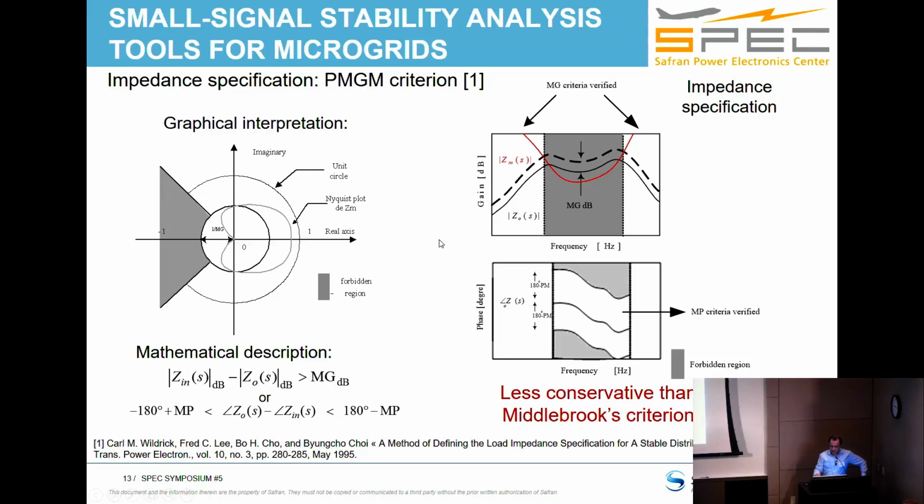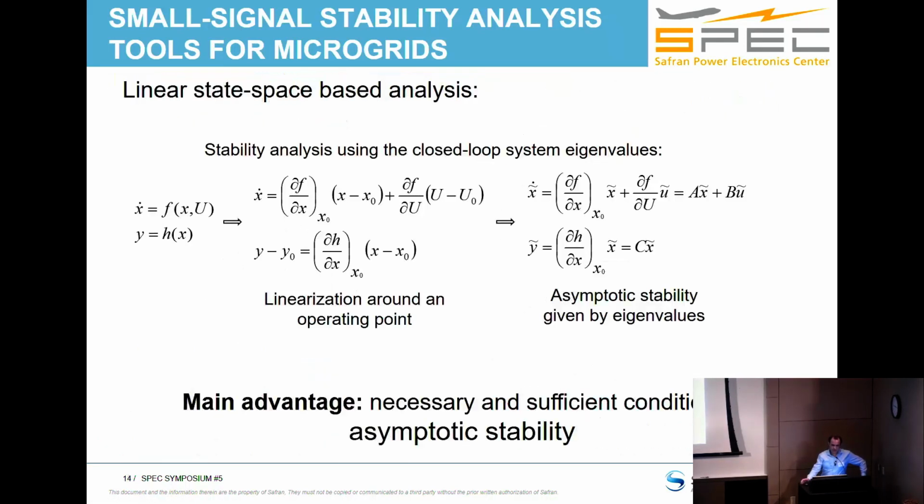It is a typical Nyquist plot, so it is less conservative than Middlebrook's criteria. And then linear state space, it is pretty well known. You have a nonlinear system. Most of our systems are nonlinear. You can linearize them if you neglect some parasitic terms, but actually these parasitic terms are very important.